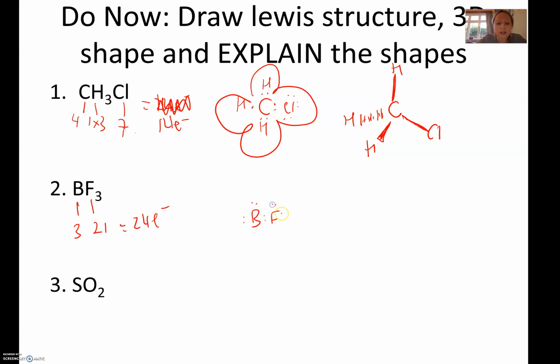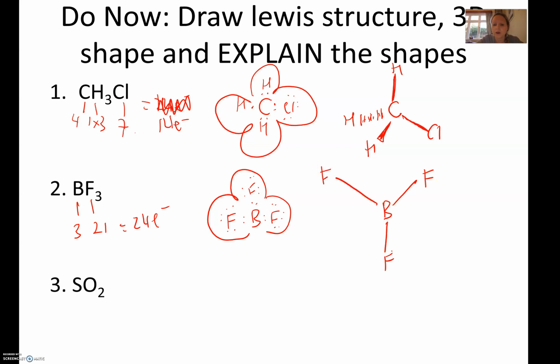Fluorine, 6, 7, 8, 9, 10, 11, 12, 13, 14, 15, 16, 17, 18, 19, 20, 21, 22, 23, 24. Happy days. This is 3 electron density regions, so therefore it's trigonal planar. Okay. And all of the bonds are in the plane of the page.